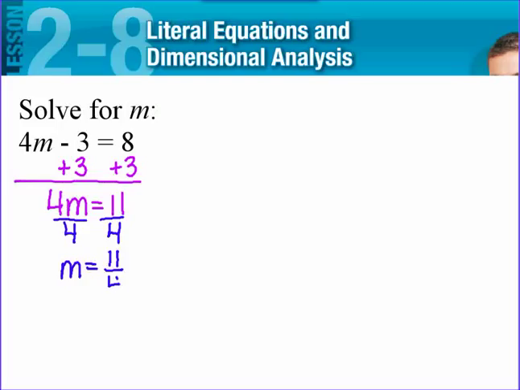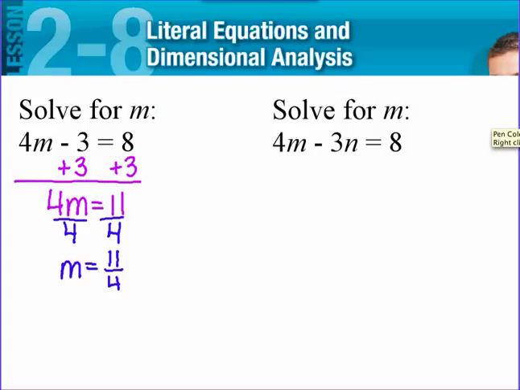Now what we're doing today is no different than that, but this is what we're going to be looking at today. Instead of it being a 3, it's now a 3n. So now we need to do the exact same steps. The first step here was to add 3, right? So what's the first step here going to be? Add 3n.